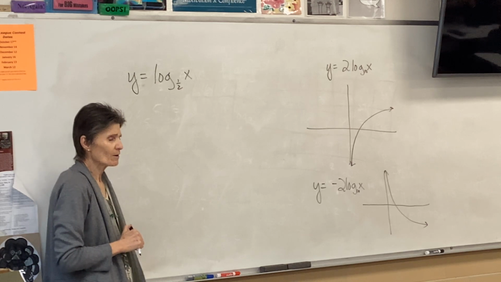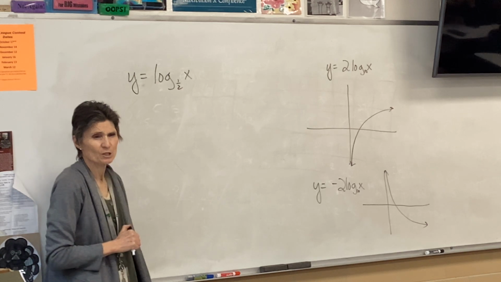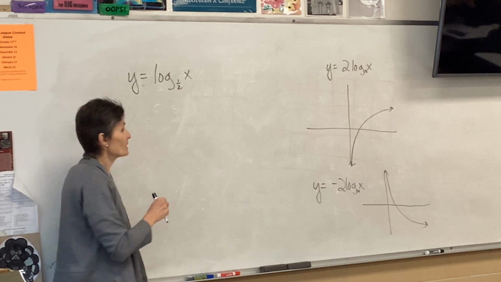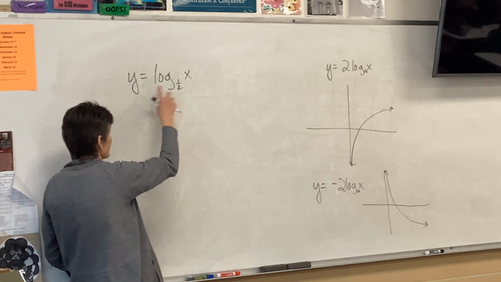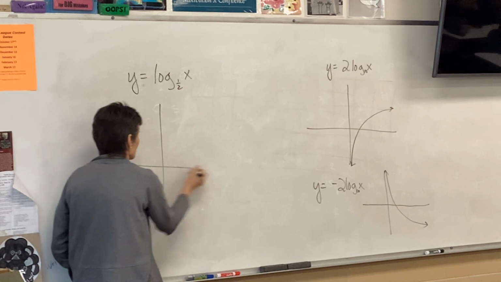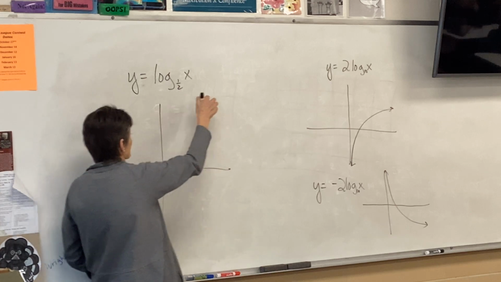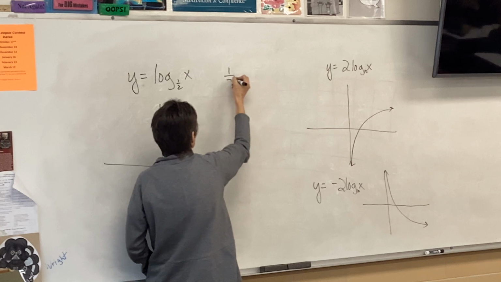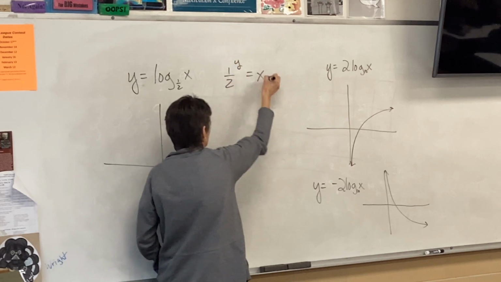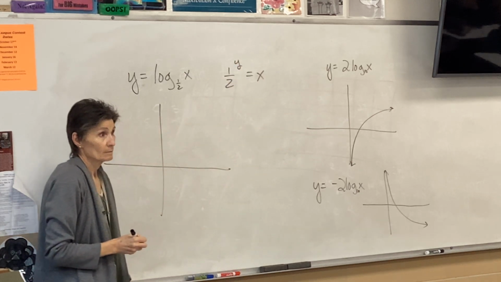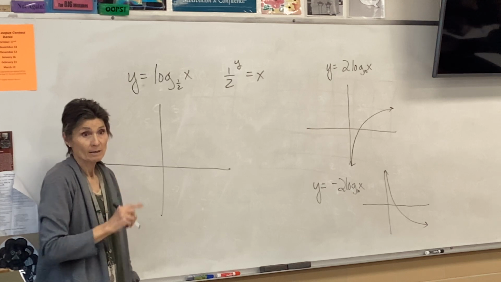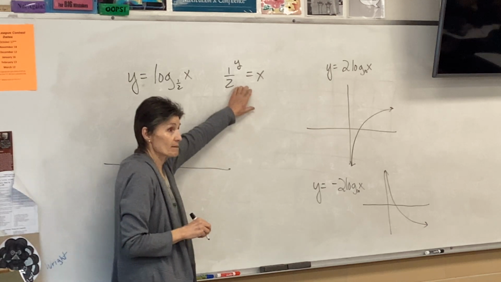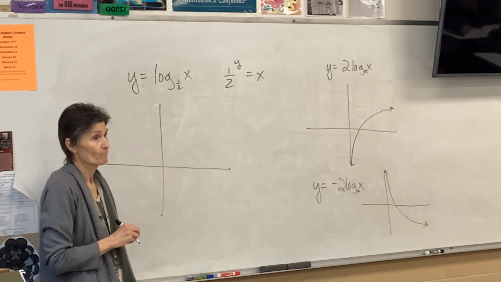I don't think very well in logarithms. I always want to change them into exponents. So what if I changed this? This is what I'm graphing. But what if I changed it into its equivalent exponential form, 1/2 to the y equals x? Same equation, but this makes more sense to me in terms of plotting points.